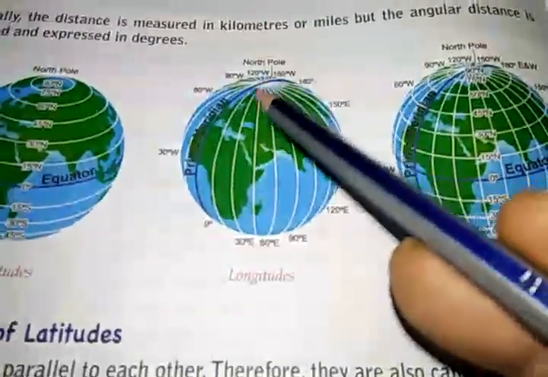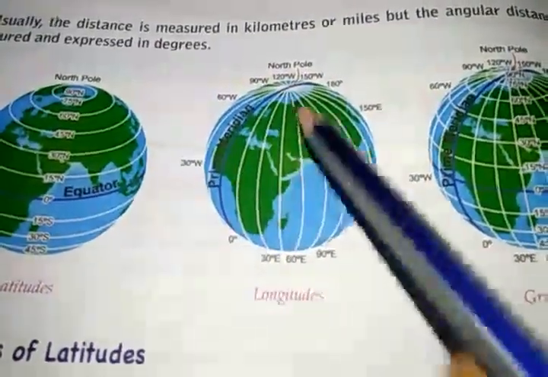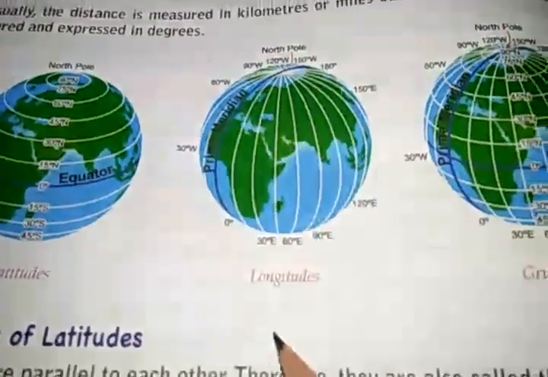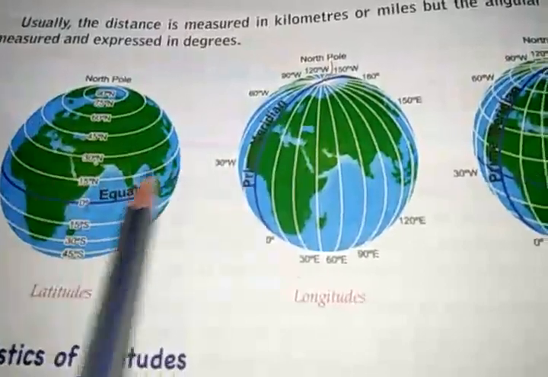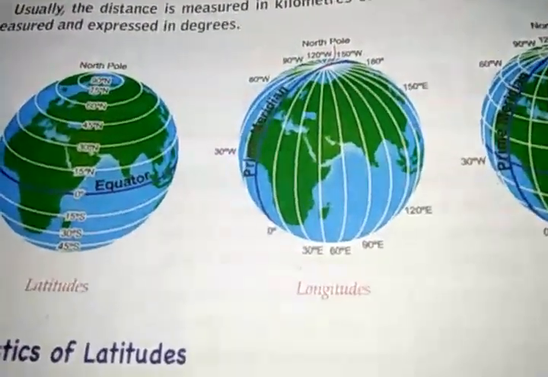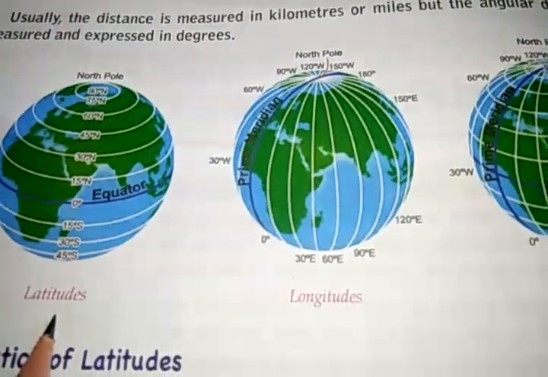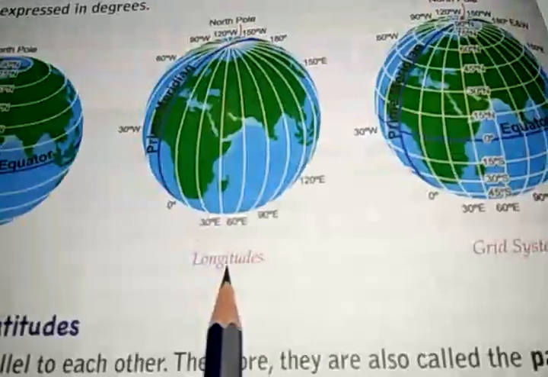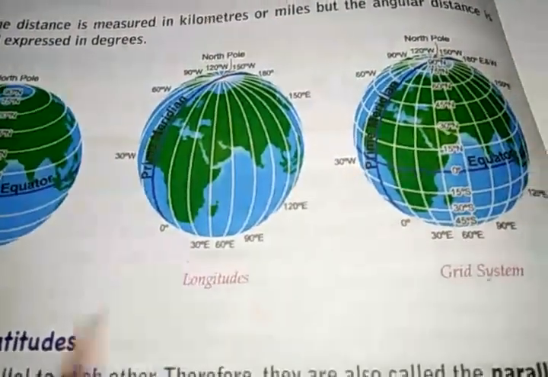Prime meridian is the 0 degree. Over here, equator is the 0 degree. So these are vertical lines. These are called longitudes, and horizontal lines are called latitudes, or latitudes are also known as parallels, and longitudes are also known as meridians. Prime meridian is also known as meridian.